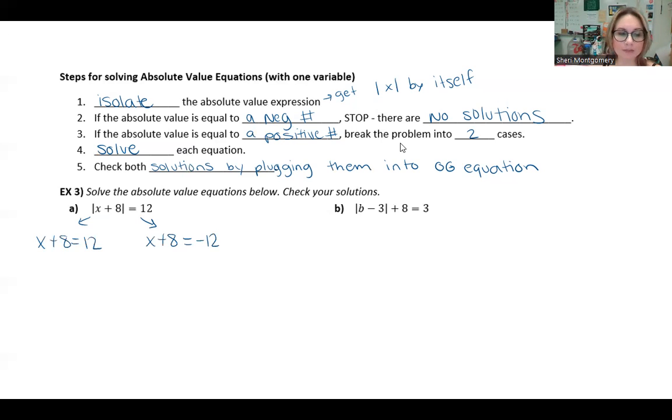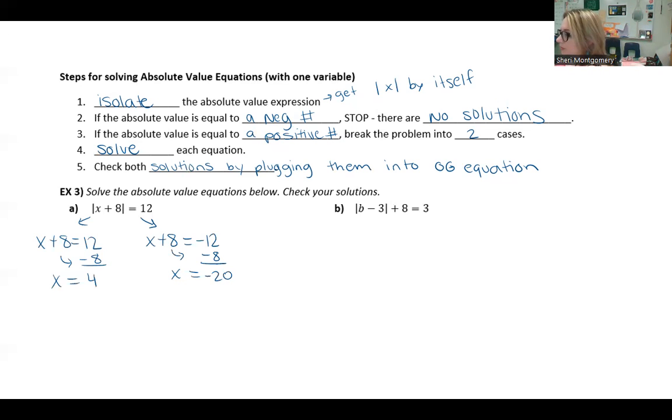When I look at the one on the left, it's a simple one-step equation. I'm adding 8, so I will subtract 8. 12 minus 8, what's that? 4. Okay, so we solved it. We got 4. I'm going to do the same thing with the other side. I'm adding 8, so I need to subtract 8. Negative 12 minus 8, what do we get? Negative 20. All right, so we have 2 answers.